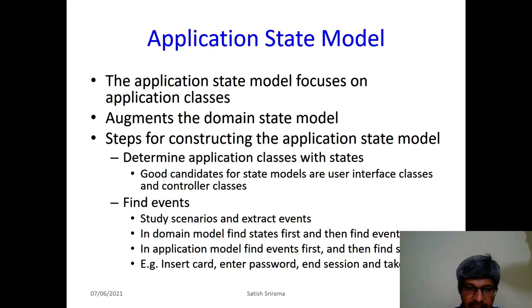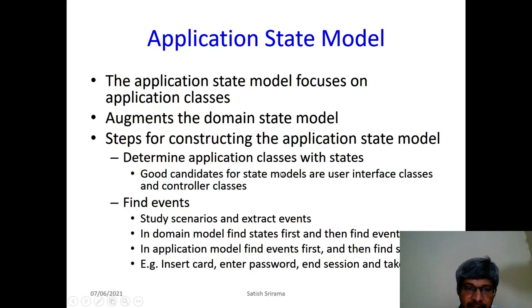As I already mentioned, in the domain model you first find the states, and then you try to find the events. Whereas when you come to this sort of application state model, you first find the events and then you actually find the states. That's the difference between these two state models in designing these state models.